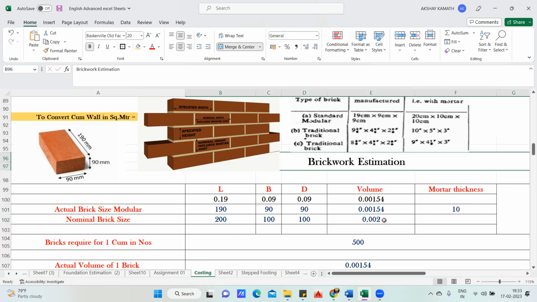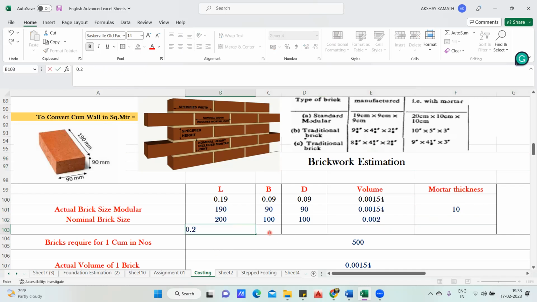Again, how will you find the volume? You'll find the volume for this, that is 0.2 by 0.1 by 0.1. So this will be the volume, which is 0.002. You can do that up to here. So you got the volume of a single brick, which is 0.0154, and you got the volume of the nominal brick, that is 0.002.